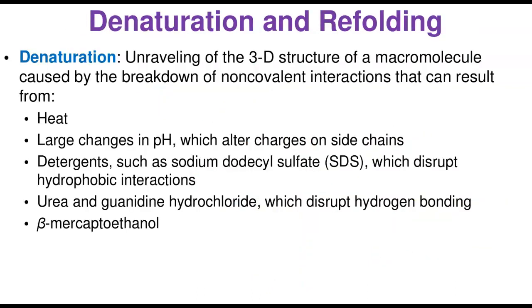Let us now look at denaturation and refolding. Denaturation simply means the unraveling or the breaking down of the three-dimensional structure of any macromolecule. This time we're talking about protein. What happens here is that those non-covalent bonds in the tertiary structure are broken down. Then the protein loses its three-dimensional structure, and it's not only the three-dimensional structure, but it loses its function.